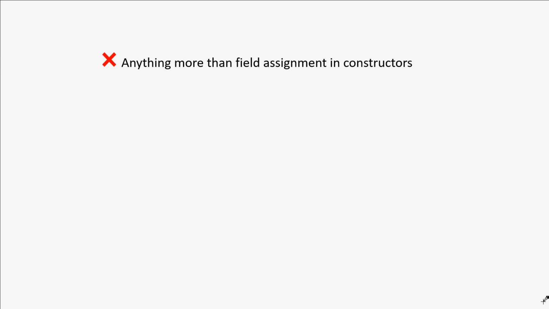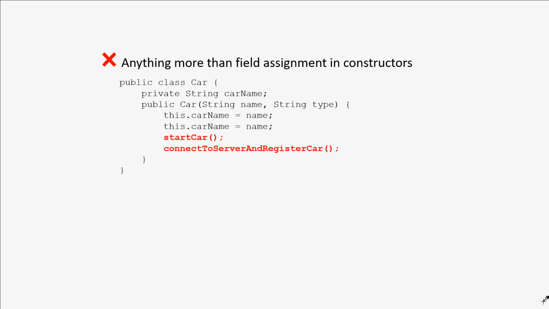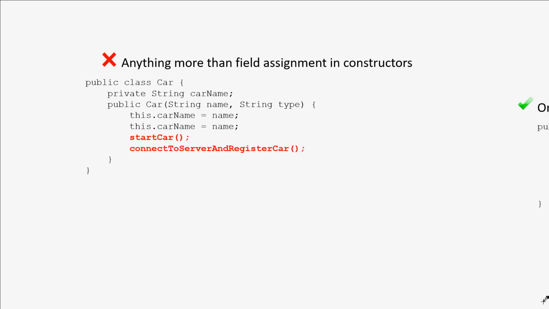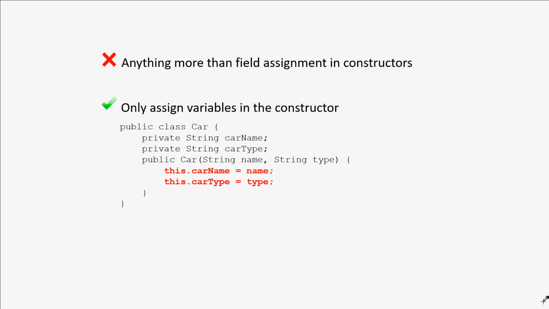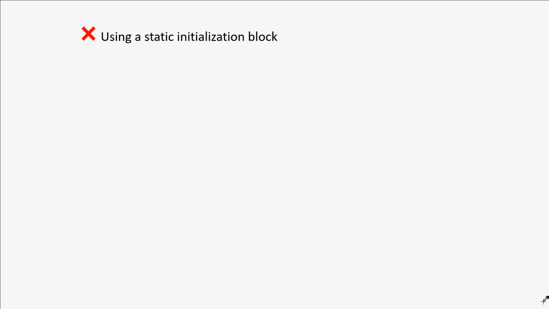Now, to the second aspect, anything more than field assignment in the constructor. Yes, you heard well, anything that can cause the constructor to break is not good for unit testing. And here's an example where I thought of starting and registering the car in the constructor as I was trying to get two rabbits with one shot. A good practice is to assign only variables in the constructor. Do this and you're safe.